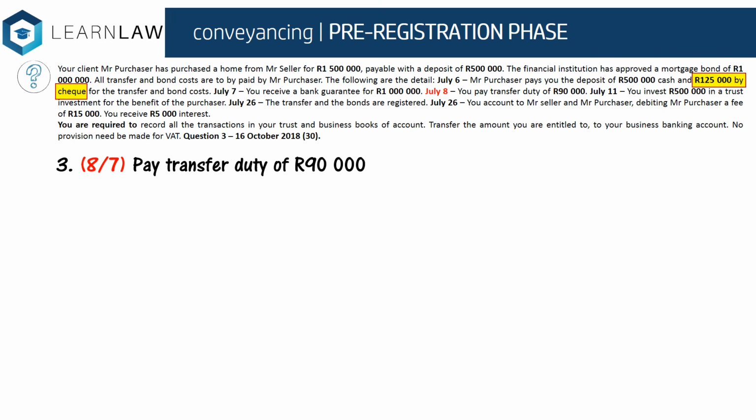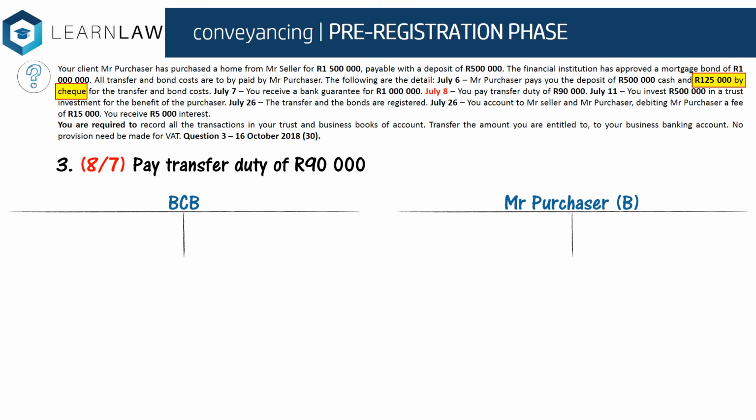Accordingly, we do not have sufficient funds in the trust account to pay the transfer duty. Notwithstanding the fact that we are holding 500,000 rand, that amount is specifically ring-fenced for the purchase price and cannot be used for the payment of the transfer costs. Since we do not have any client trust monies at our disposal to pay the transfer duty, we must make the payment from the business bank account and then recover the monies from the client once the cheque funds are accessible. The BCB is credited with 90,000 rand and Mr. Purchaser's business account is debited with 90,000 rand.